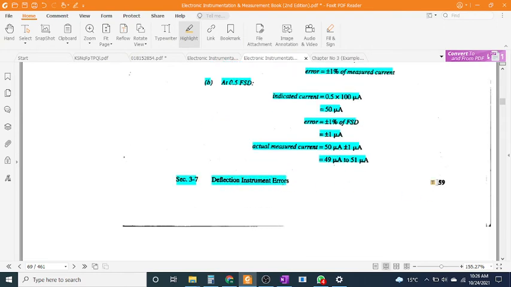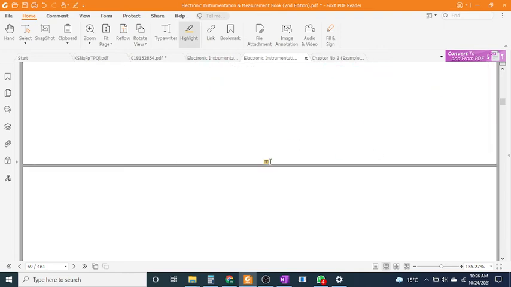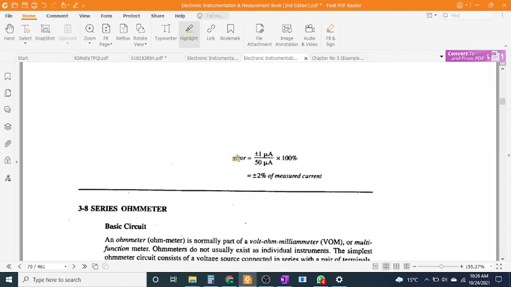3-7 Deflection Instrument Errors. Error equals plus or minus 1 µA over 50 µA times 100%, equals plus or minus 2% of measured current.